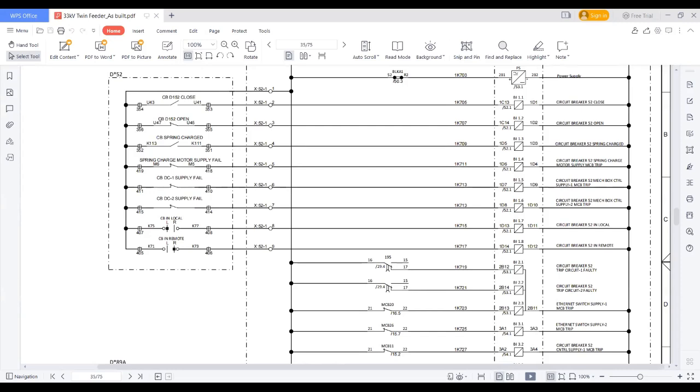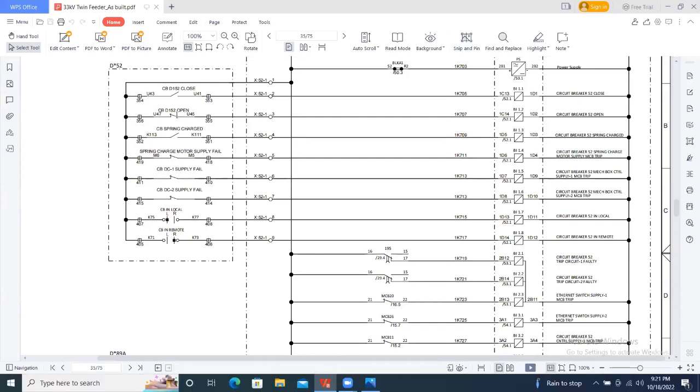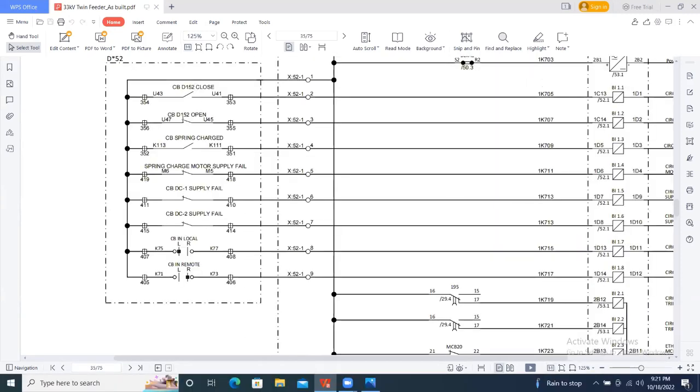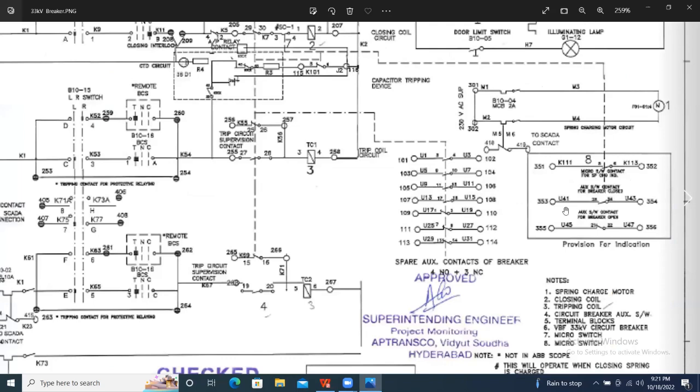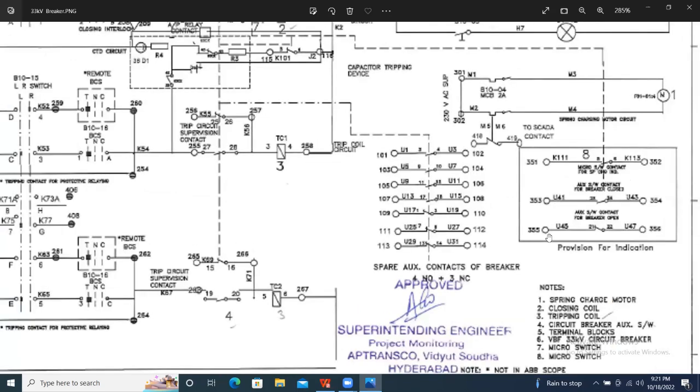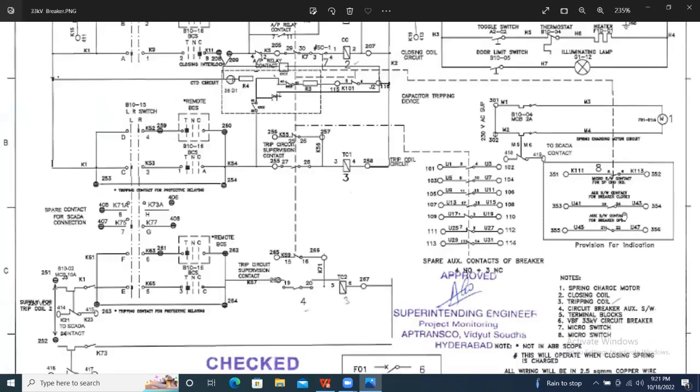So if you just see our breaker, this is the breaker. Let's see what I want. I want close command. I want open command. I want whether the spring is charged or not. And all these things I require, right? So let's see breaker close or open. So these are the indications for the breaker close or open. 353, 354, 355, 356. These are the indications.